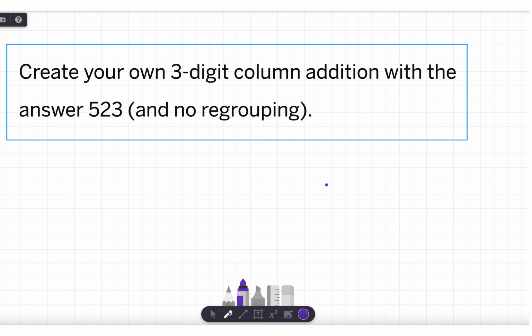And for an extra challenge, can you create your own 3-digit column addition with the answer as 523, but you're not allowed to use regrouping. So exactly the same as we've done for the other questions. No regrouping, answer 523.